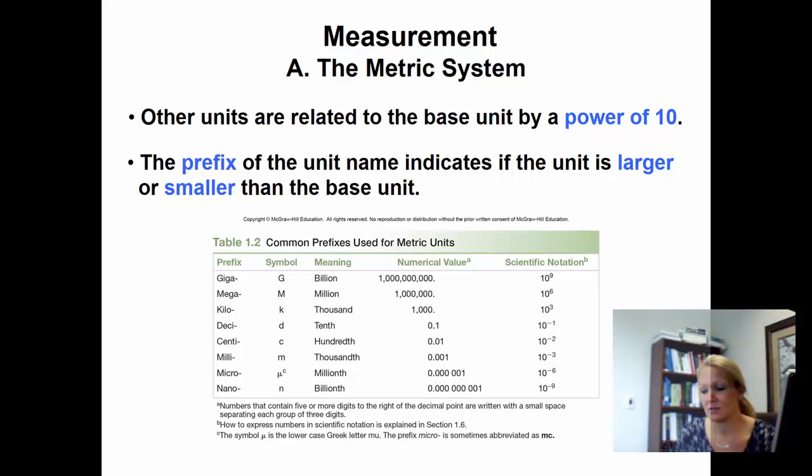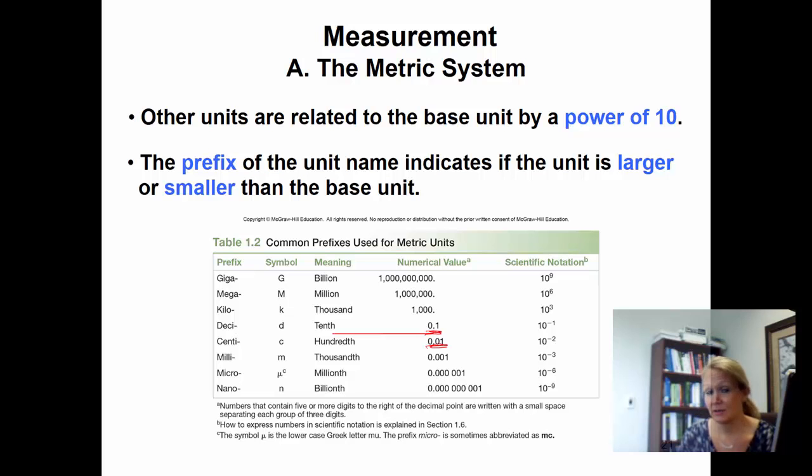Mega is always a million, so if you have a megameter, you have a million times a meter. Kilometer, most all of you have heard that before. Kilo is 1,000 times, so if I have a kilometer, I have 1,000 meters. Deci, a decimeter, is a tenth, so now you're looking at it being smaller. Then centimeter, every one of you has heard of a centimeter, and it means you have a 100th of a meter.